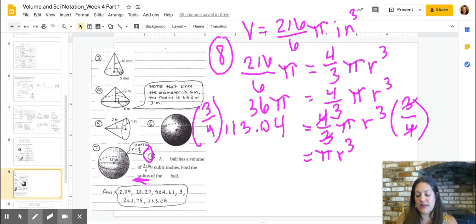What does it equal over here? I'm going to take my 113.04 and I'm going to multiply that times 3. And then I'm going to divide it by 4. And that's my 3/4. And that gives me 84.78.